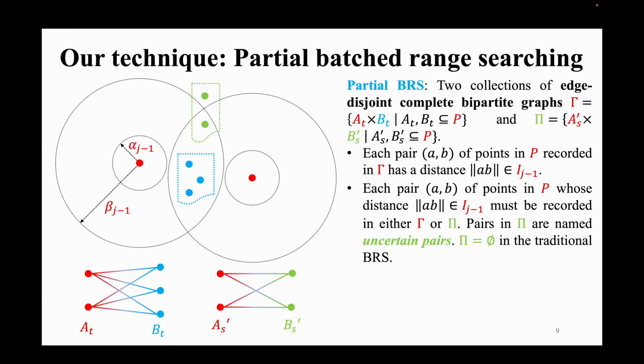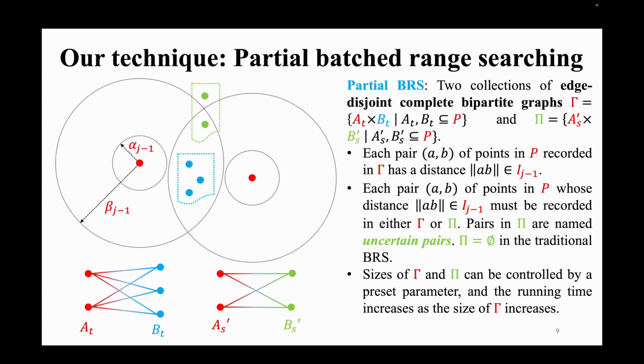We can see that the traditional BRS can be viewed as a special case of our partial BRS when pi is an empty set. And another thing is that the sizes of gamma and pi can be controlled by a preset parameter, and the time complexity of our partial BRS will increase when the number of pairs recorded in collection gamma increases.